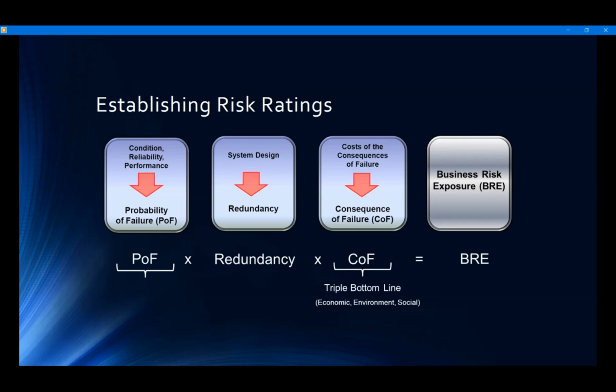Of course, redundancy is a vital part of any utility and must be considered when calculating your BRE. System design is at the forefront of our thought process. Design it right, build it right, operate it right, maintain it right. That leads to consequence of failure. Our utility is using triple bottom line in our strategic plans, so we're always looking at economic, environmental, and social consequences when calculating our consequence of failure numbers. When we multiply all those together, we get our business risk exposure.